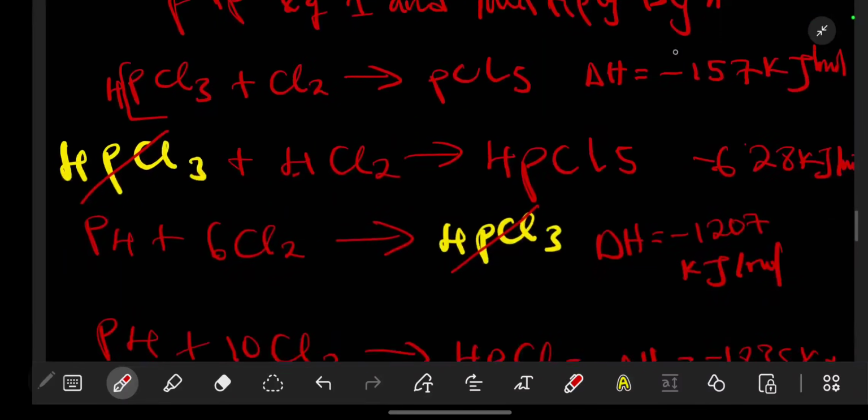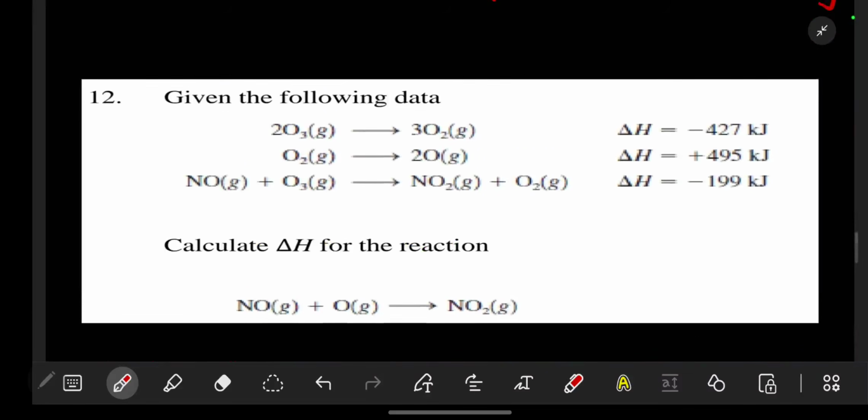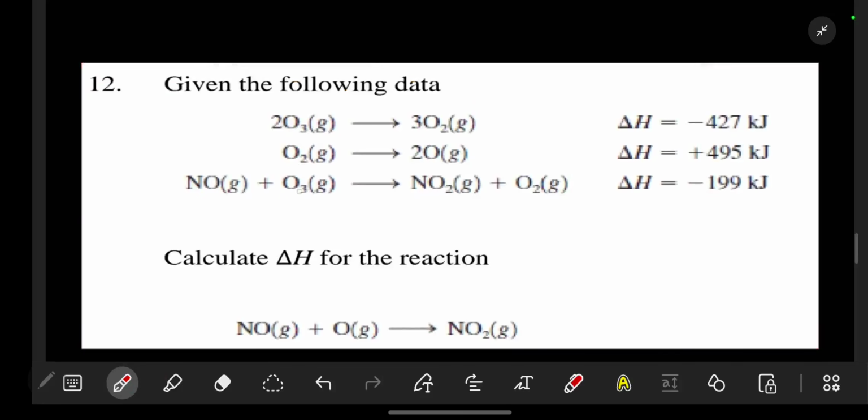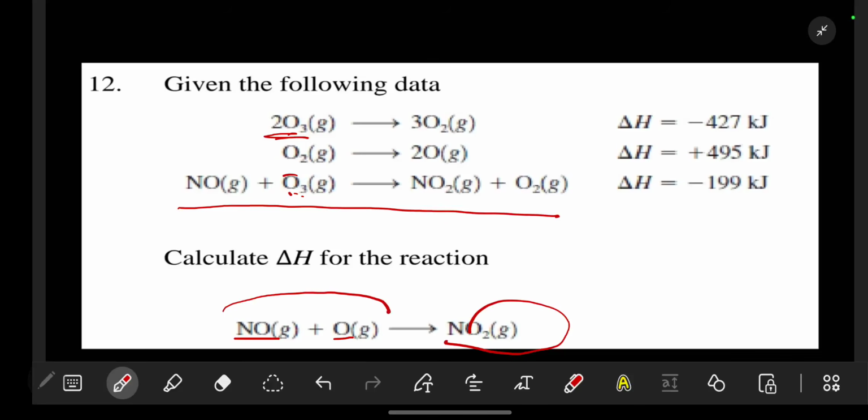Let's move on to our next one. Looking at this other one, how do you go about it? Here you need to be very careful. You identify what they want. They want NO and NO2 at the end, and this equation has that. But one thing is, it has O3 and the first one has O3. You cannot flip this equation because you want NO to be the first thing, so you have to flip the second equation.